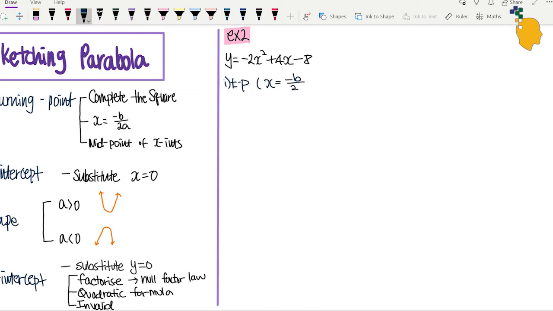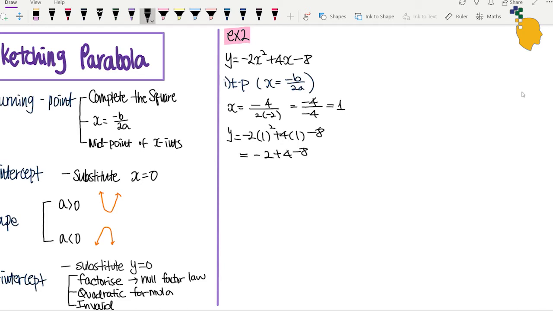So your a value is negative 2 and your b value is positive 4. So if you use x equals negative b on 2a, it will be negative 4 on 2 times negative 2, which is 1. So to find the corresponding y value, substitute x equals 1 into your equation. y equals negative 2 times 1 squared, plus 4 times 1 minus 8, which is negative 2 plus 4 minus 8, which is negative 6. So your turning point will be (1, negative 6).